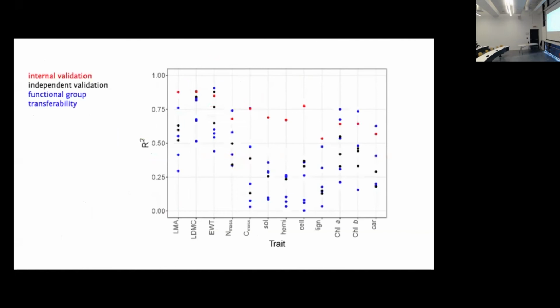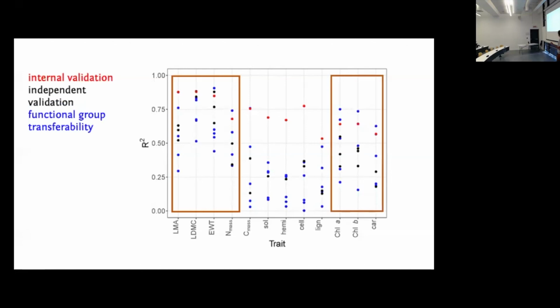In general, we can summarize the performance for the internal validation, which is taking a random subset of the full CABO data set, the independent validation, which was the 3 other data sets, and the functional group transferability analyses, by plotting all of the R² values on the same plot for 4 different traits. In this case, you see a big drop off between the internal validation, which is the best case scenario for validation, compared to these harsher tests of how well these models transfer to new settings.